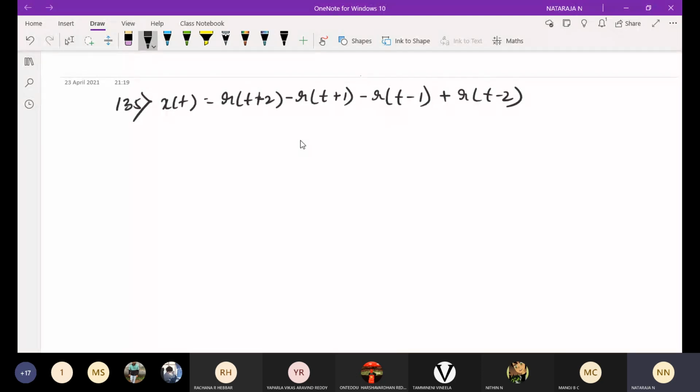The first signal is t plus 2 equal to 0, so t is equal to minus 2. This will be t is equal to minus 1. This will be t is equal to plus 1. This will be t is equal to plus 2. First, if t is less than minus 2, x of t will be 0, there is no signal.